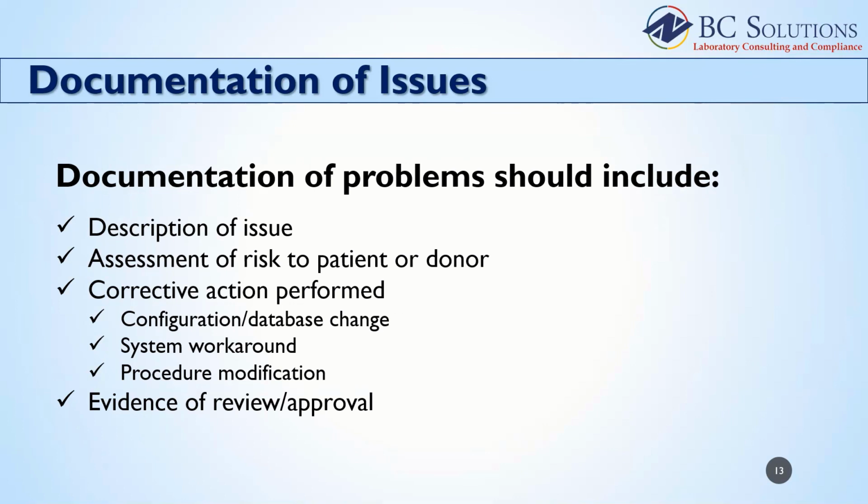There should be evidence of corrective action documentation. This could be a configuration or setting change. Document whether or not a system workaround is needed. It could be something that requires an SOP change or a training issue that you need to address with your end users. If the issue is high risk to a patient or donor safety, you need to investigate ways to reduce the risk. Some issues may require a ticket submission to the software vendor. As always, the documented issue and corrective action needs to be reviewed and signed off by the designated responsible party.